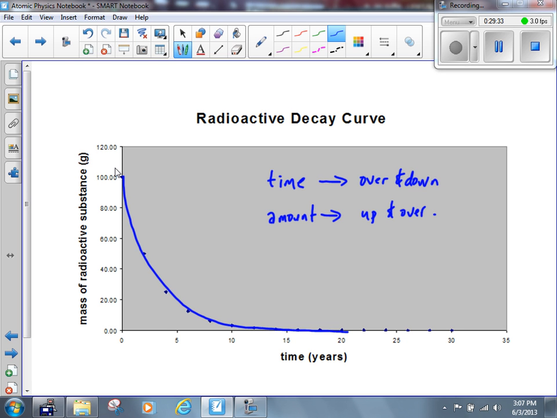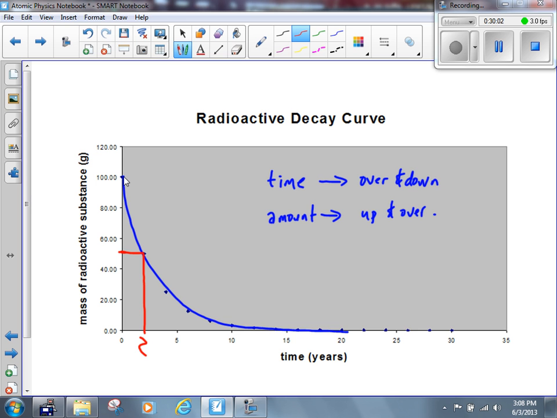Well, the half-life is a time. We start with 100. After one half-life, we go down to 50. Let's go over and down. After we've gone down to 50% of what we started with, it appears as if it's taken about 2 years. So the half-life here would be 2 years. Any time we want to find a time, we're going to go over and down.